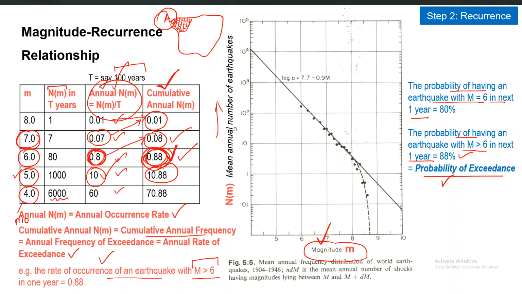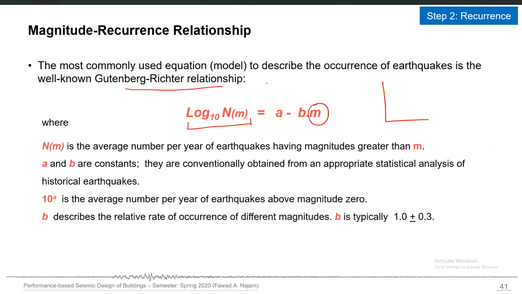So you can fit a straight line also in that data, and this will have the form of log N of m equal to a constant minus another constant times the magnitude. This form of the equation was first proposed by Gutenberg and Richter, and therefore it is called the GR relationship, or Gutenberg-Richter relationship. So N of m is the average number of earthquakes per year having a magnitude greater than m. A and b are the constants.